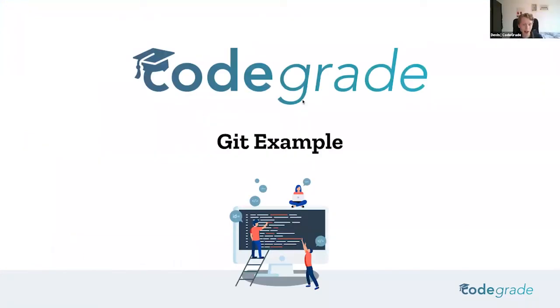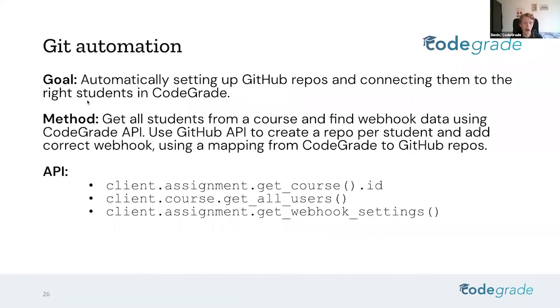All right, so this Git example is a little bit more of a concrete example, also something I'm not going to code together with you since this is a little bit more elaborate. But this has been used by many instructors who use Git and CodeGrade. And what the goal of this is, is to automatically set up our GitHub repos and connect them to the right students in CodeGrade. And to give some background, you can set up your assignment in CodeGrade to allow your students to hand in via Git.